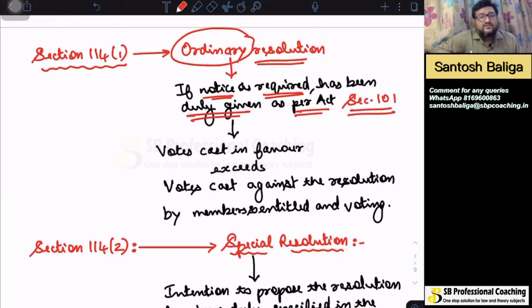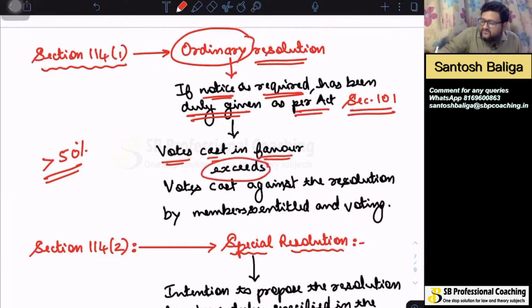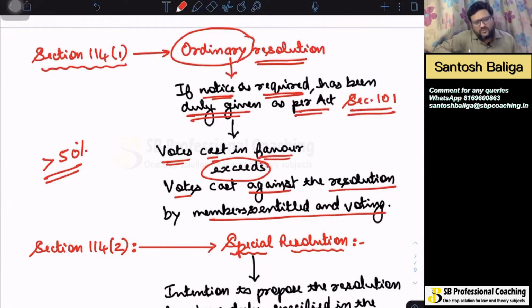This is clear. The second condition is you require a majority of greater than 50%. That means votes cast in favor exceed the votes cast against the resolution by the members so entitled and voting in the meeting. Even the proxies' votes will be counted for the same. Okay, this is clear. Ordinary resolution is simple. Next, section 114, subsection 2, special resolution.